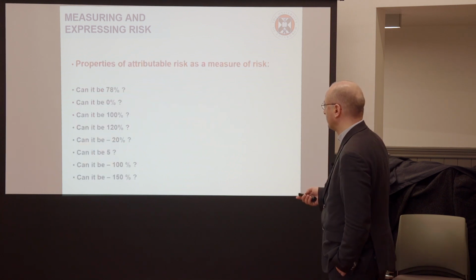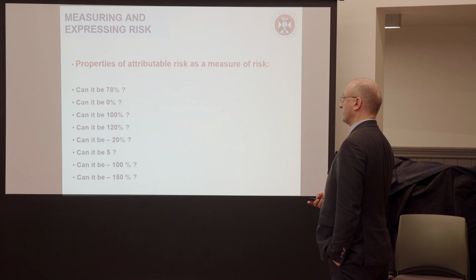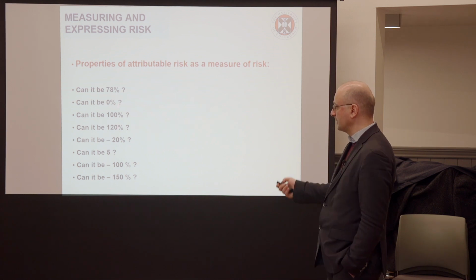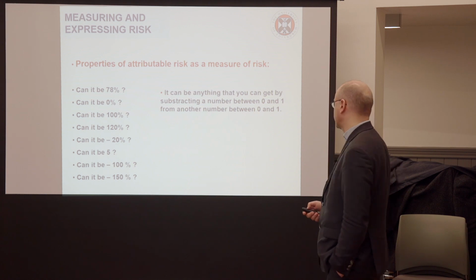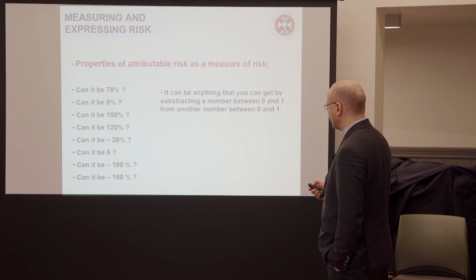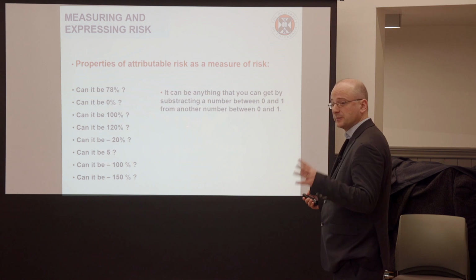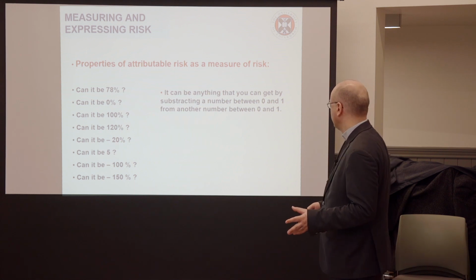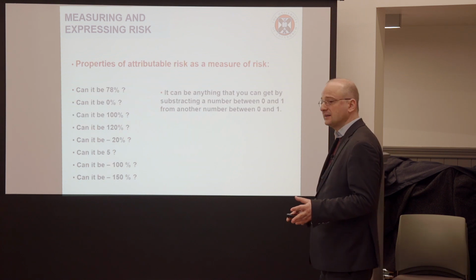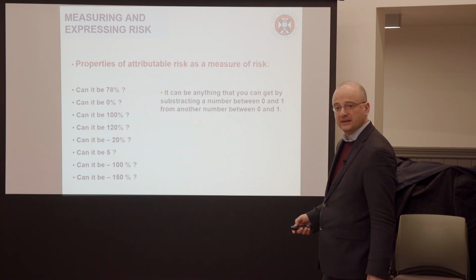And then, for the properties of attributable risk as a measure of risk, you can ask yourself the same questions as I did for relative risk, and then you're going to see some strange things. Because here it can be anything that you can get by subtracting a number between 0 and 1 from another number between 0 and 1, suddenly this can actually be negative.